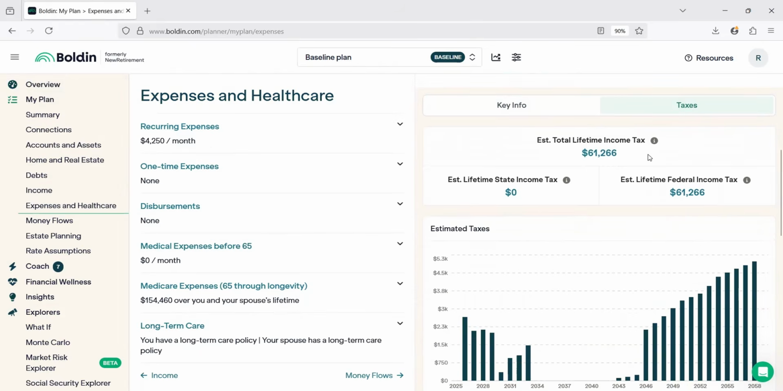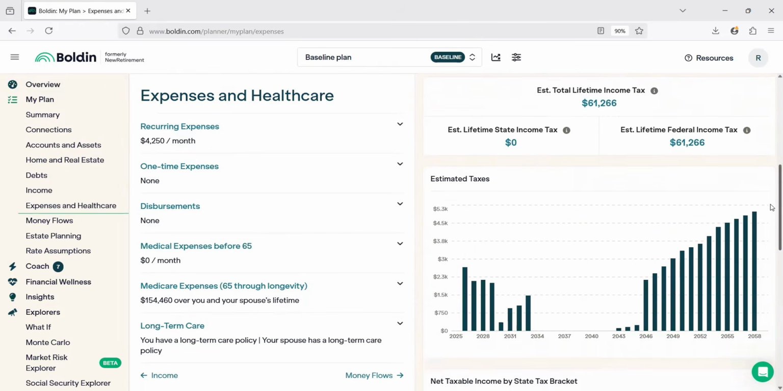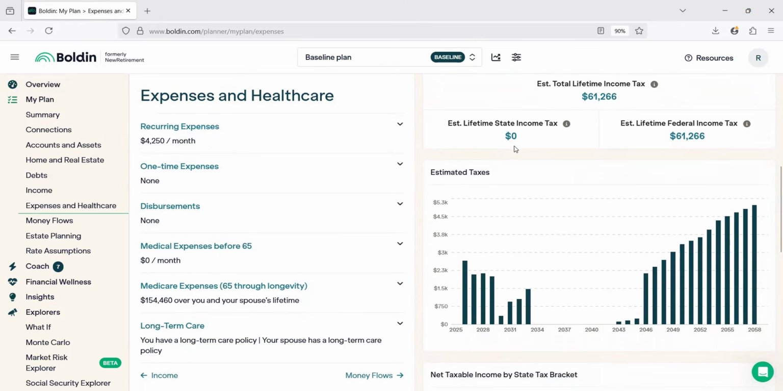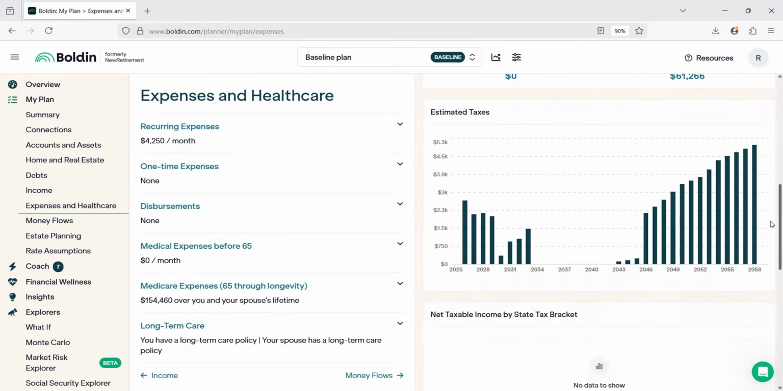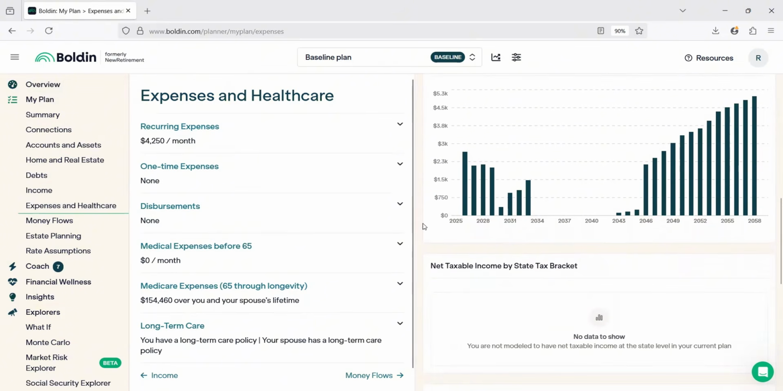All right. So here's your estimated lifetime income tax. And being that your house is in Florida, you're a Florida resident, you have zero state income tax. We're going to test that in a minute and see what happens if we change. But here we show your estimated taxes. You're going to start out in 2026. Your tax is only 2,600 after you've taken your standard deduction. I think that's reasonable myself, considering you're living off of pre-tax monies.